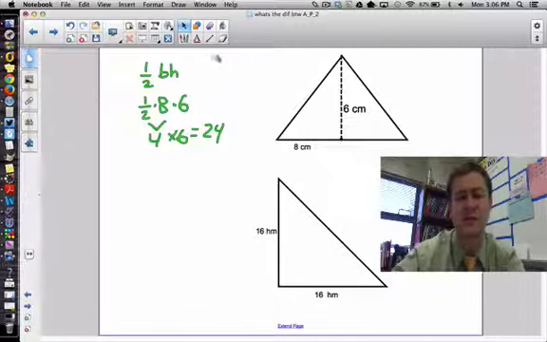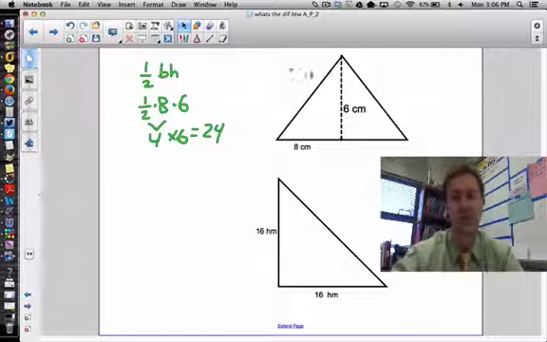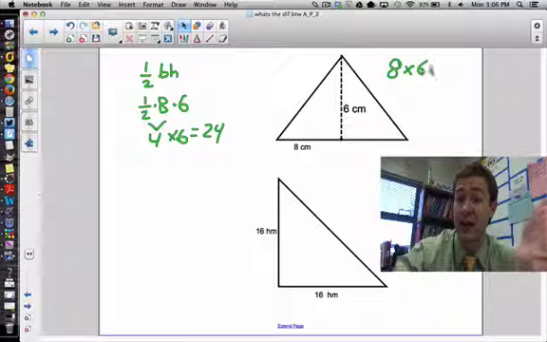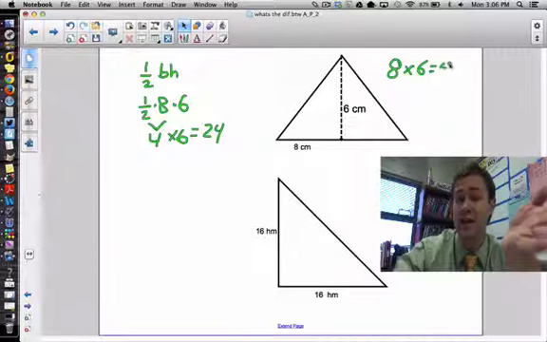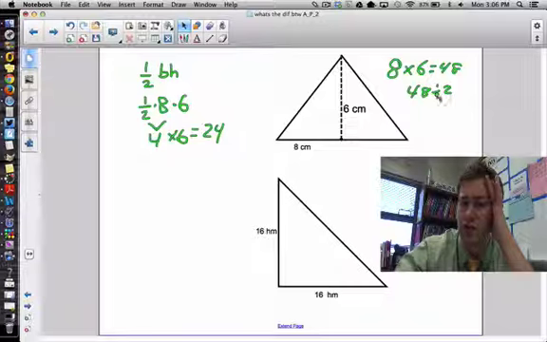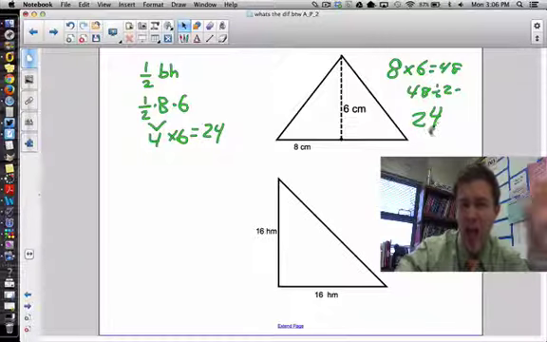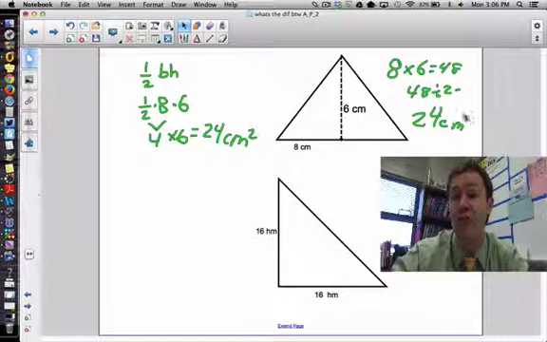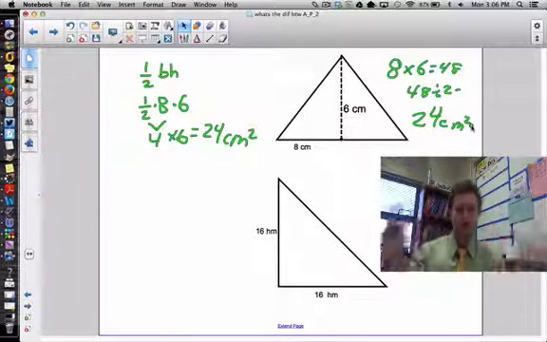Now let's see if it makes sense if I do base times height divided by 2. I'm going to do the same thing over here. So we'll do base times height, my base is 8, times my height of 6 equals 48. Now 48, I'm going to divide by 2, and that's going to give me 24. I got the same thing. It works. Now we also have to remember our label. Since it's area, it's centimeters squared. So either way that you attack it, it's still the same thing.